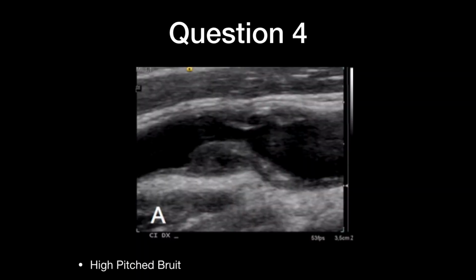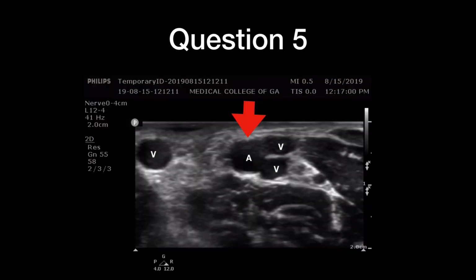Question 4 asked you to identify the most likely thing you would hear if you listen with your stethoscope over the neck of a patient with this below. This is an image of carotid artery stenosis, and the correct answer here would be a high-pitched bruit. Again, this is about the difference between laminar flow, which is silent, and turbulent flow, which does create noise.